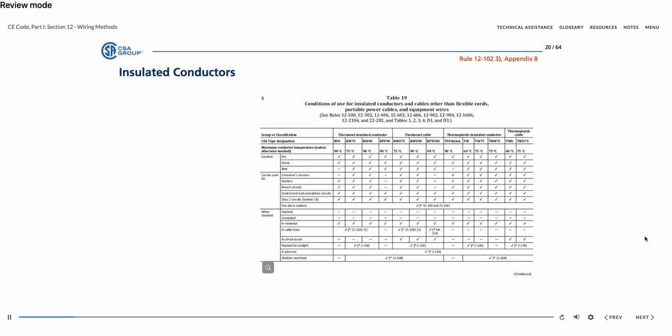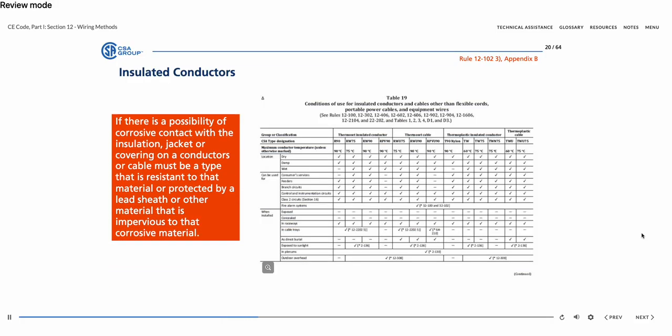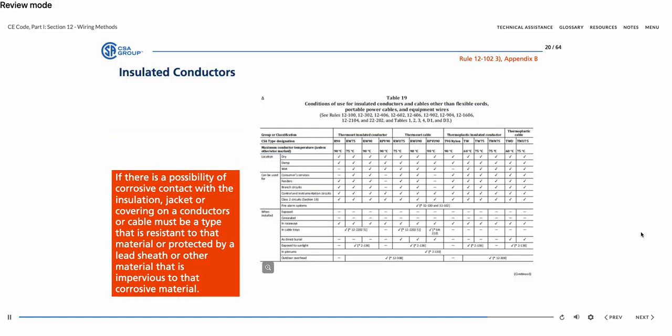Insulated conductors and cables are to be of the type specified in Table 19 for the specific condition of use and location. If there is a possibility of corrosive contact with the insulation, jacket, or covering on a conductor or cable, it must be a type that is resistant to the material or protected by a lead sheath or other material that is impervious to that corrosive material.